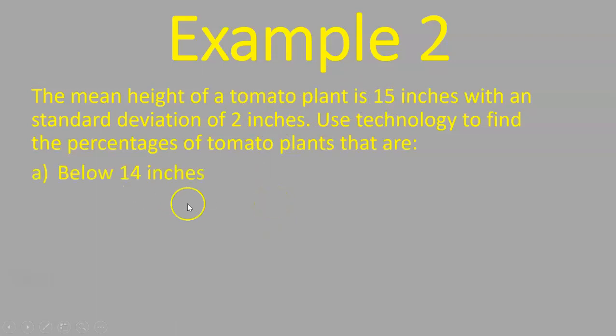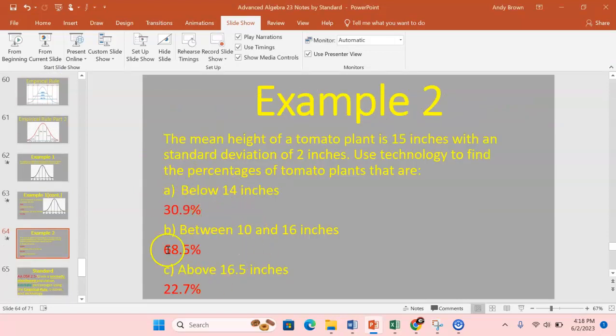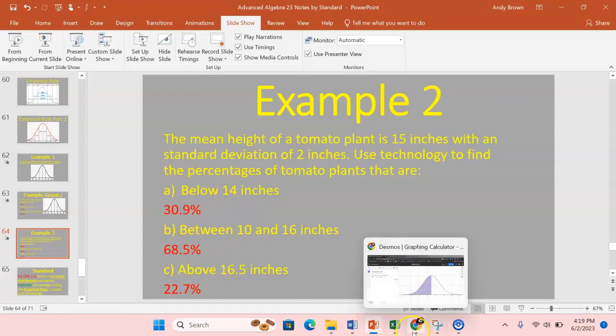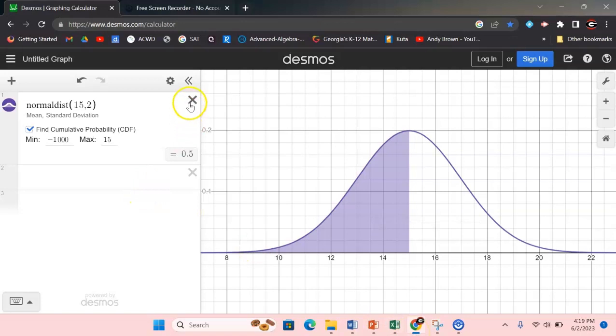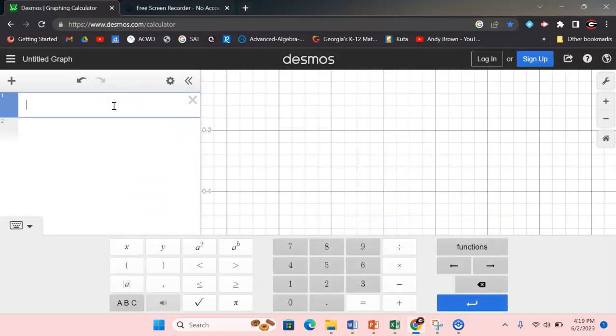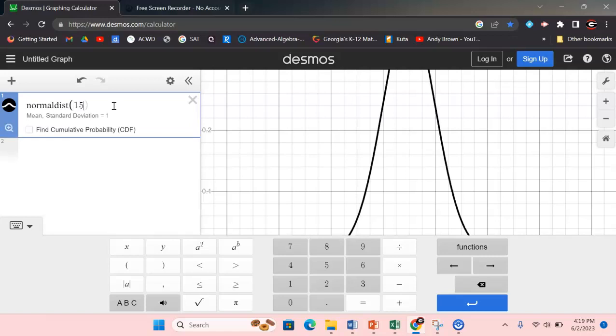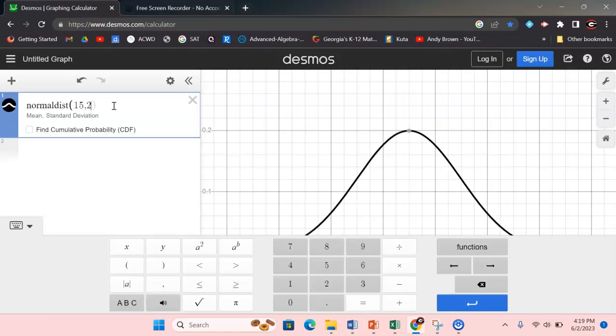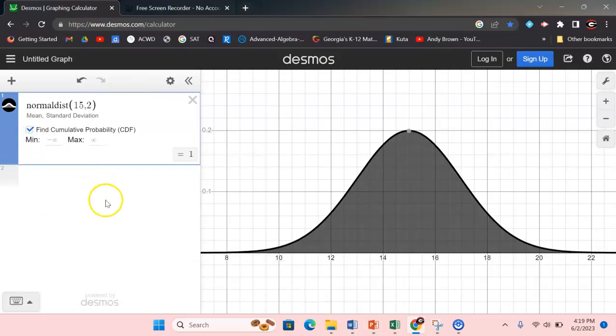So it says below 14 inches. We're going to leave this slide. So I'm going to hit escape, and it's going to show you the answers in the future questions. But let's go ahead and focus back to this. I'm going to go from scratch here. How do you get that curve up there? You type in normal DIST, short for distribution, parentheses, 15 for the mean, comma, 2 for the standard deviation. Okay? And then you would click find the cumulative probability.